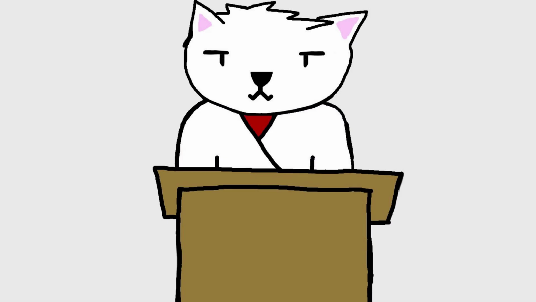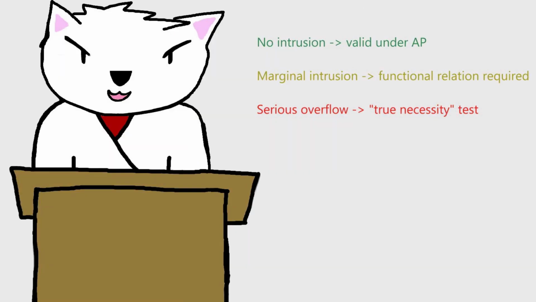General Motors of Canada Limited v. City National Leasing 1989 explains the test we apply. If the challenged provision doesn't intrude on the other government's powers, it's probably fine, unless the broader scheme itself is invalid. If the provision overflows onto the other government's powers marginally, it must be functionally related to the scheme's objectives if it is to be upheld.